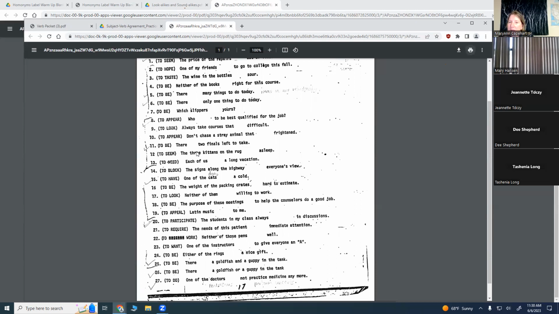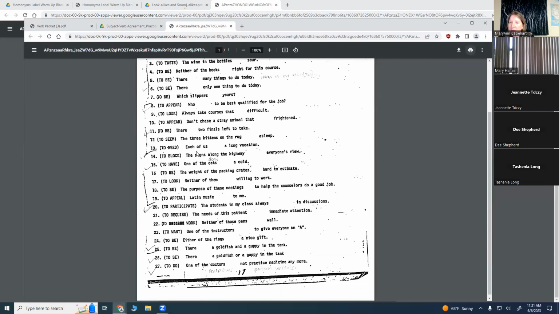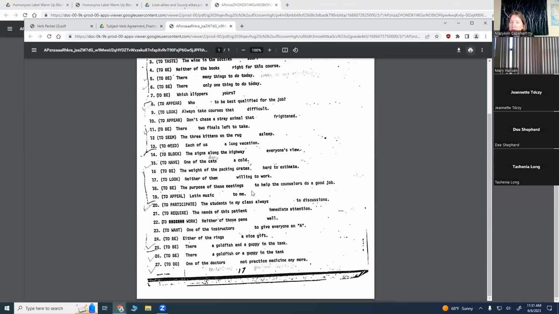Seem asleep. Each of us, each singular, needs a long vacation. The signs along the highway block everyone's view. One of the cats has a cold. The weight of the packing crates is, singular is weight, hard to estimate. Neither one of them is willing to work. The purpose of these meetings, the purpose is singular, is to help counselors do a job.